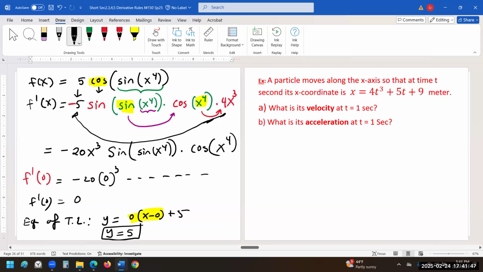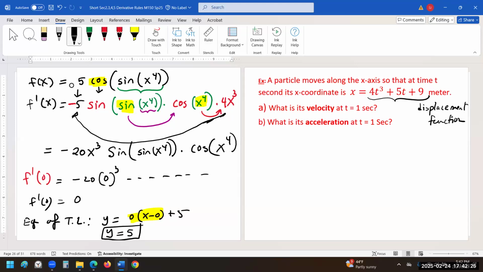Okay, the next one. It says we have a displacement function. A particle moves along the x-axis so that at any time t, its x coordinate is given by this function. So in other words, this function is the displacement function. Displacement function means from one place to another place, how it's moving.